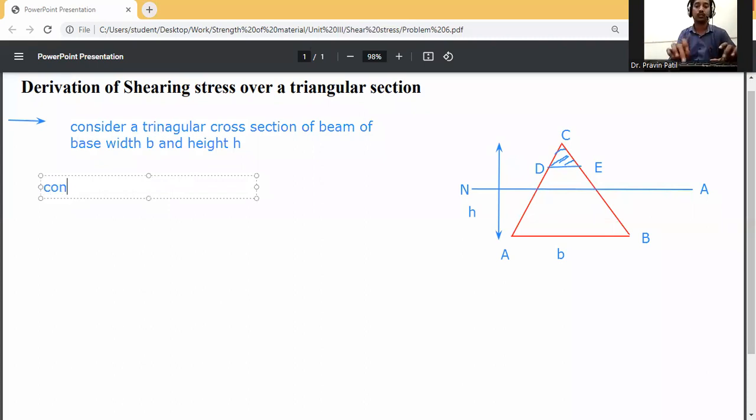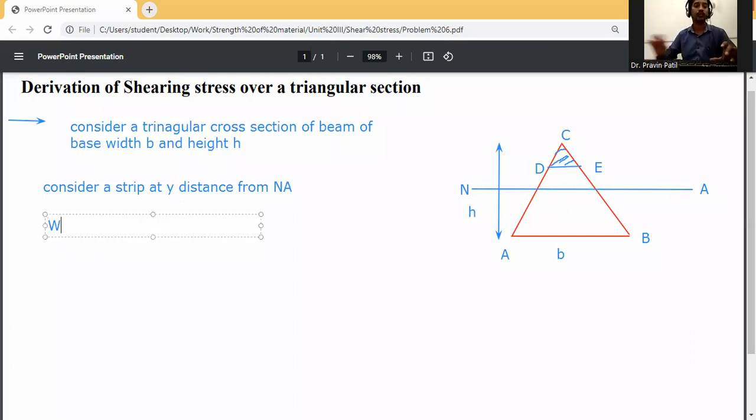So consider a strip at a y distance from neutral axis. So DE is a small strip at y distance from the neutral axis. Now calculate the width of the strip, that is DE. We need to calculate DE.